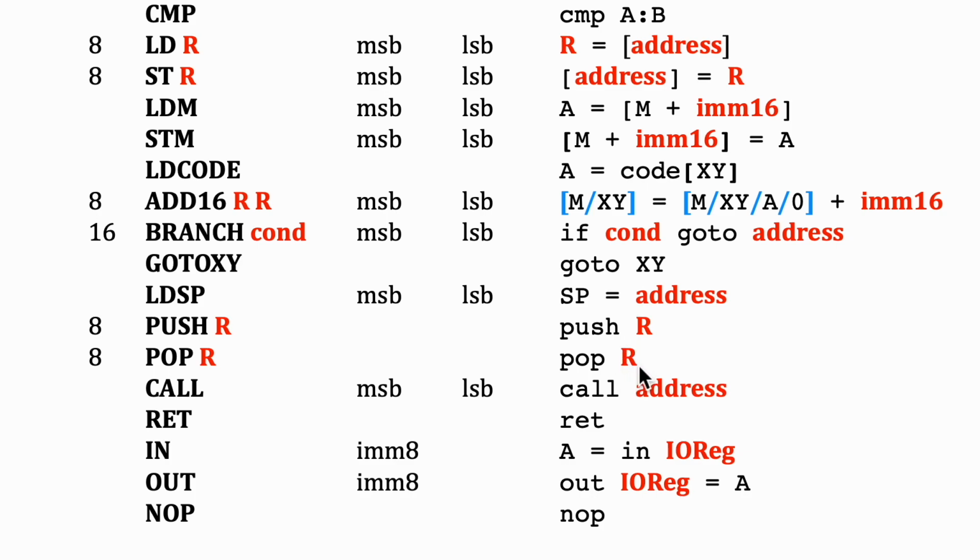Likewise, we can pop the top byte off of the stack into any one of the 8 registers. We have a call instruction, and that's given a 16-bit absolute address, and a return instruction to pop the address off the stack and return.